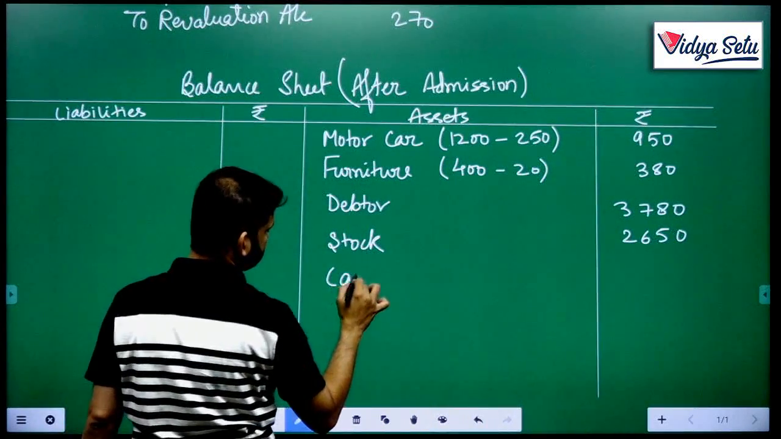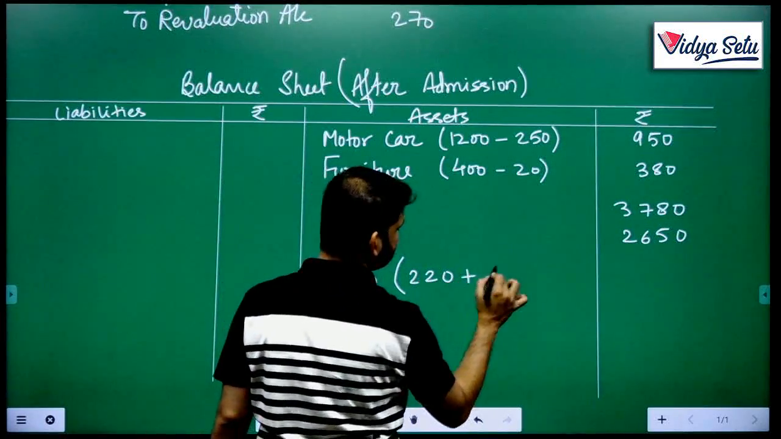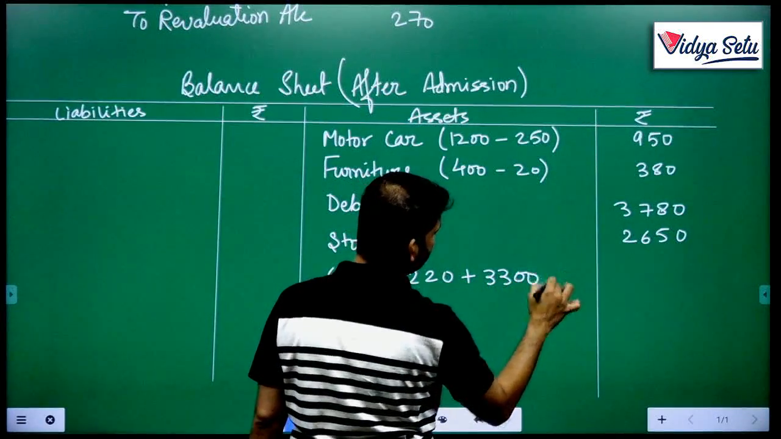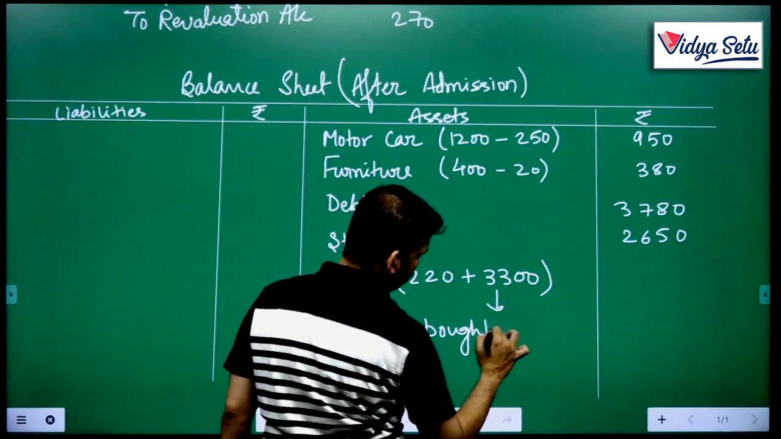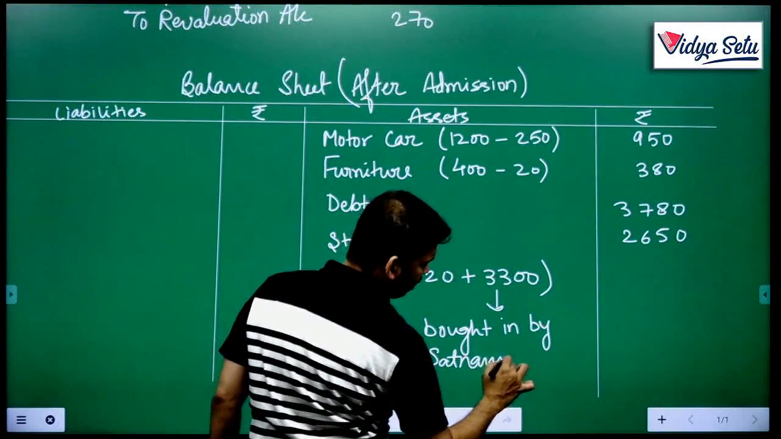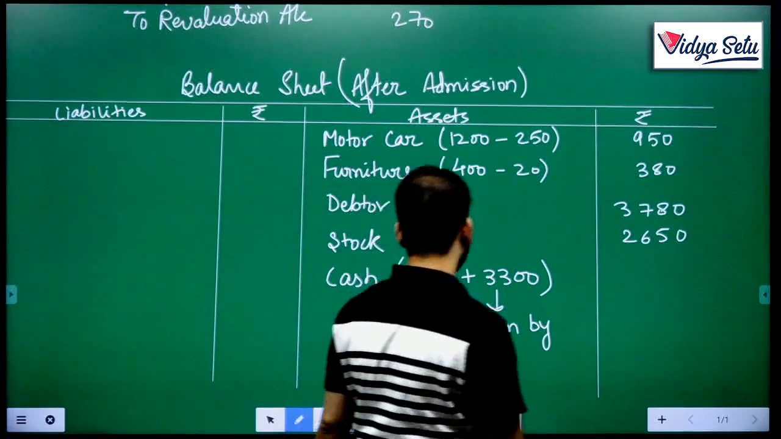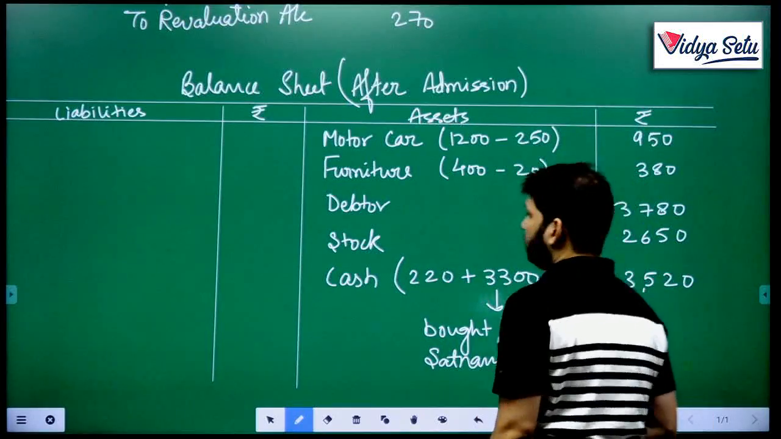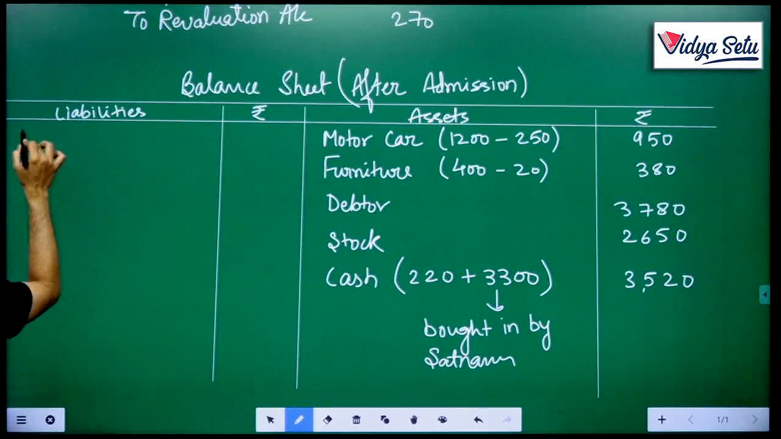Now, cash. Earlier it was 220, that balancing figure, plus he bought 18 and 15, 3300 he bought. You don't have to write that in exam, but I'm just giving you an idea why this 300. So 3520. On the liability side, there was no change in outside liabilities, but capitals changed.